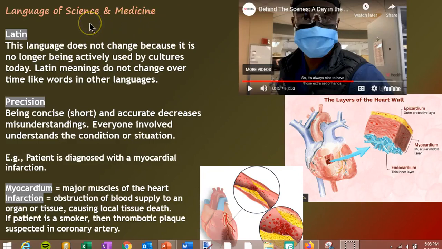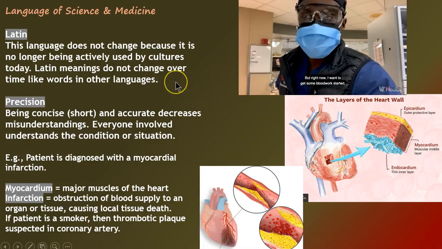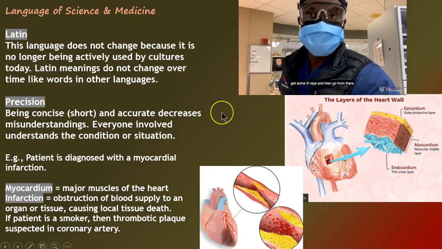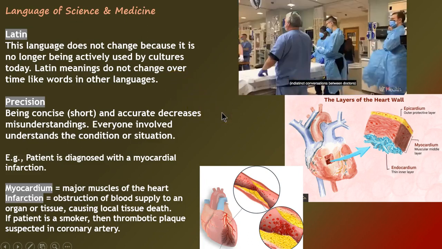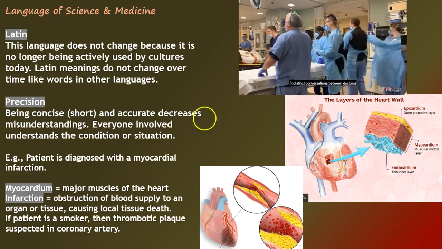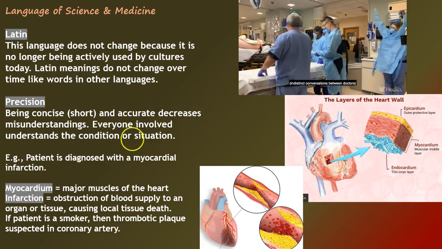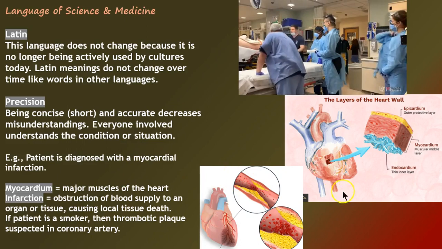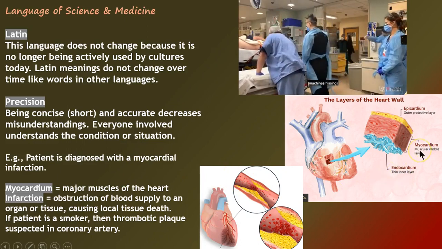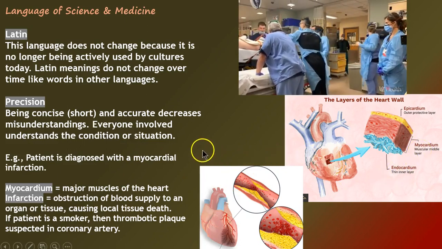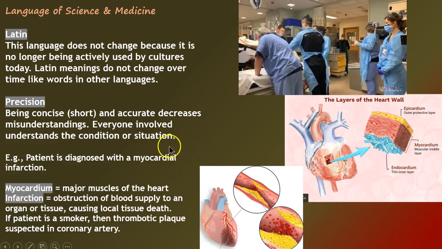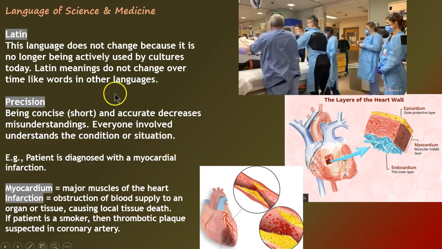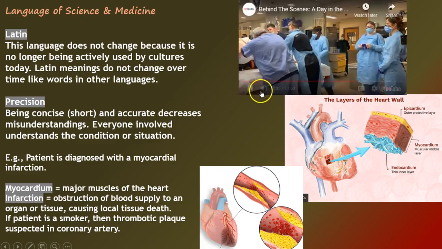The language of science and medicine. You know, at first it sounds like lots of big, confusing words, but the big advantage is these words don't change over time. And so when we're working in science or medicine, maybe trying to save someone's life, everyone understands what we're talking about. So when we say the words endocardium, myocardium, infarction, we all understand exactly what they mean. And these words don't change because they're Latin-based.